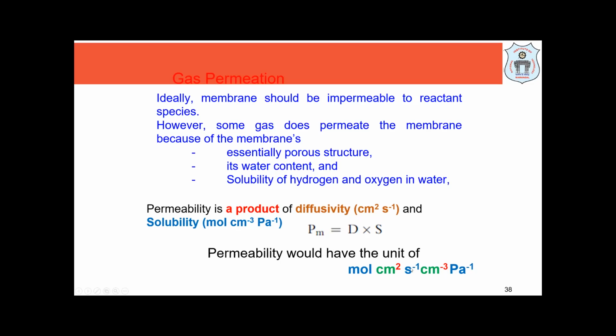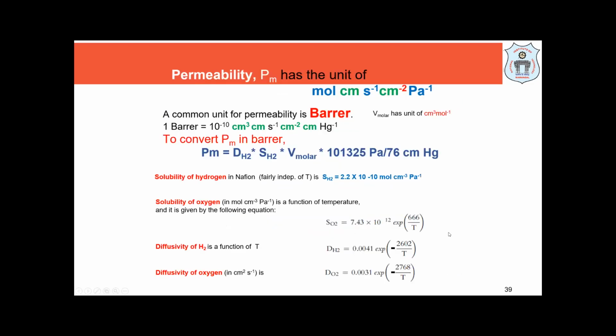Instead of simply cancelling to a simplified unit, you can also write it fully to understand it, then you can cancel later. Okay. And permeability has this unit. Why I have written it as such is that we are going to introduce another unit called the permeability unit, which is the barrer. Okay, barrer is the most common unit to express the permeability of a membrane.